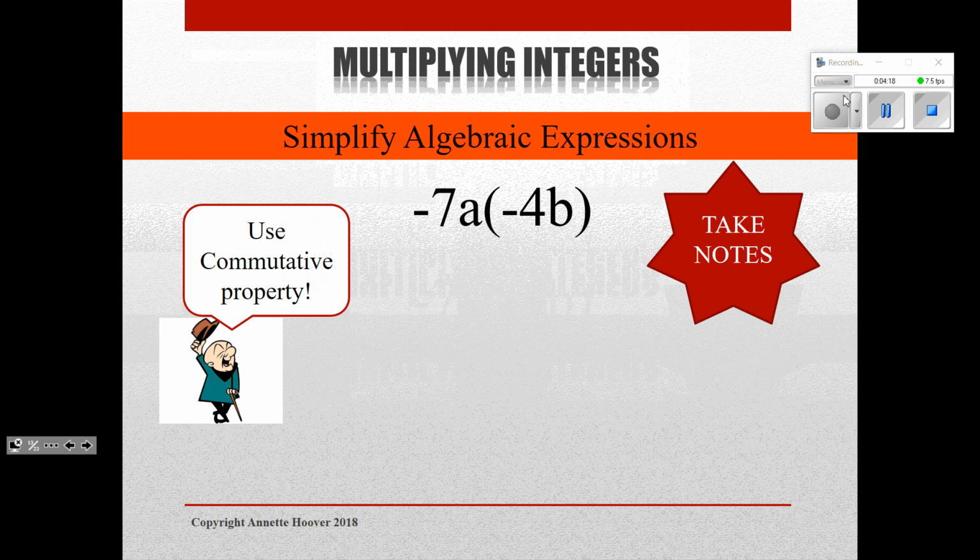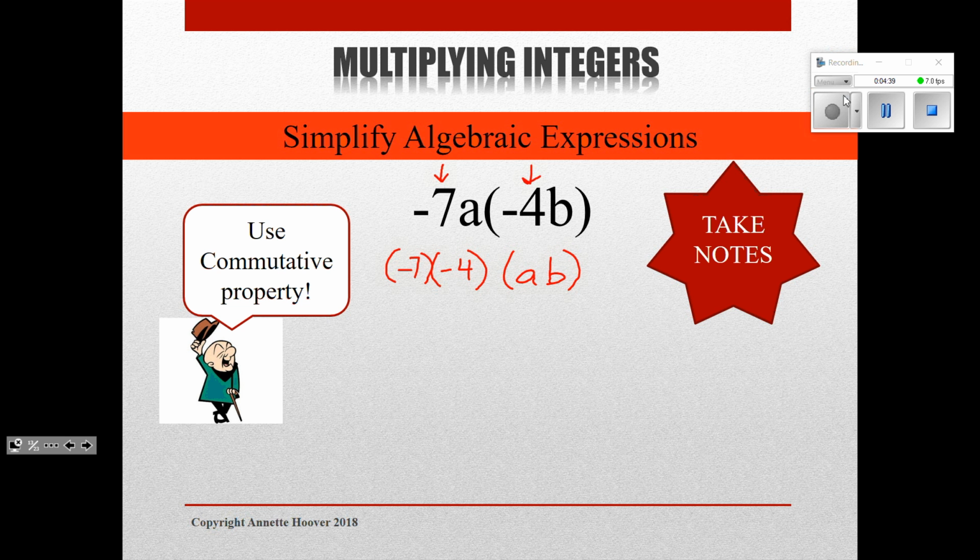Now let's look at this with algebraic expressions. Again, we're going to use the commutative property to group things that can be multiplied together. If you remember, the number in front of a variable is called the coefficient. So we can group the coefficients together. This is a step you may be doing mentally, but I'm going to be writing them on the board to show you how it works. I'm going to group together the numbers, the coefficients, and then the variables.